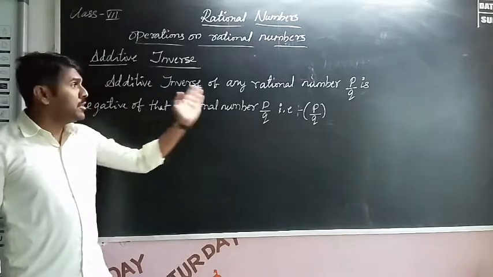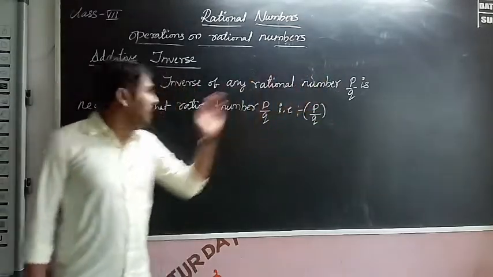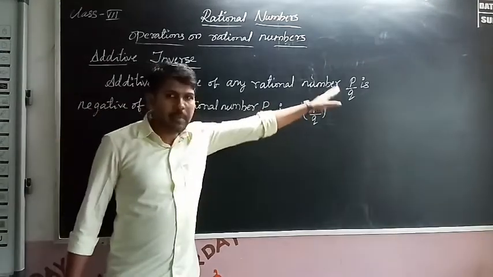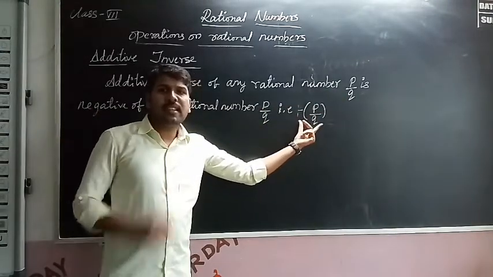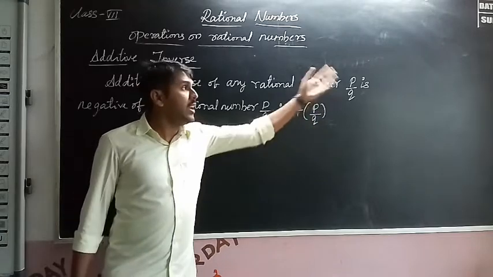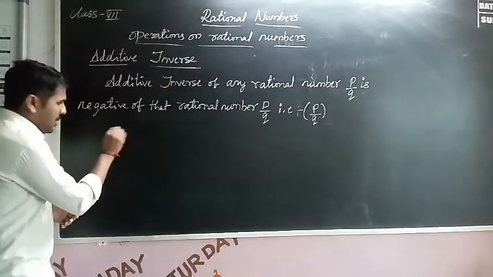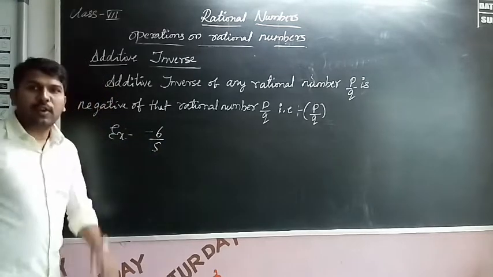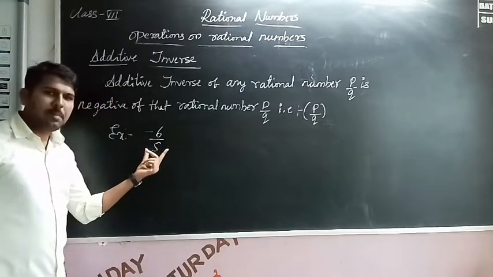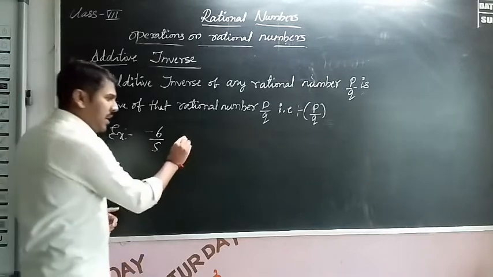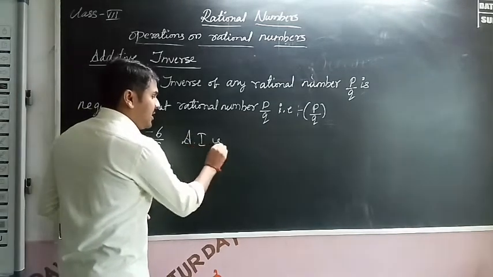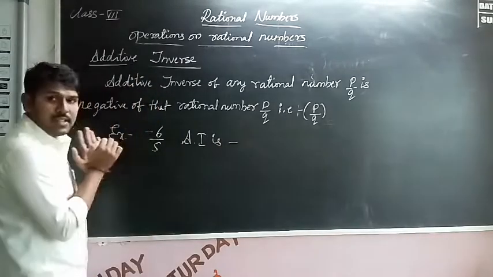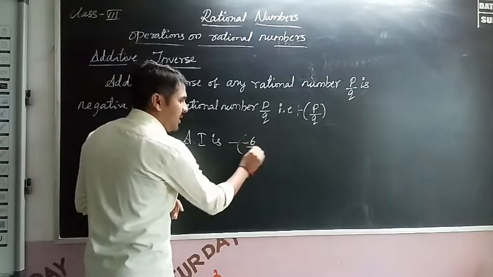So the additive inverse of any rational number p by q is the negative of that rational number, p by q. If they give p by q, the negative of that rational number is its additive inverse. If they give a negative, for example, here minus 6 by 5 is there. So how to find the additive inverse? Just multiply by a minus sign. The additive inverse is the negative of that rational number. So the negative of the given rational number, minus 6 by 5, is there, isn't it?